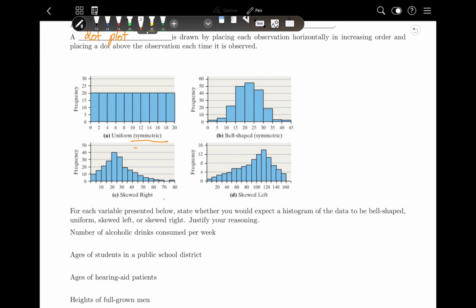The tail goes to the left, and so we would expect this when a lot of data is clumped together, and then we have a few data values that are a lot smaller than the majority of the data, but there are not that many values that are larger than the majority of the data. So let's look at some examples that could fall into these different options.